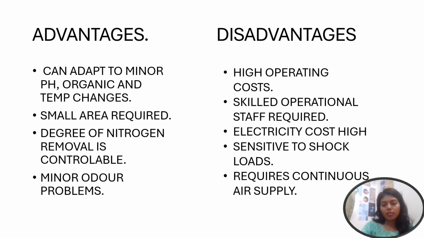Coming to the advantages, the activated sludge process can adapt to minor pH, organic and temperature changes, a small area is required for construction, and the degree of nitrogen removal is controllable. There are minor odor problems. The disadvantages are that they have high operation cost, and skilled staff are required for operation. Electricity cost is also high, and they are sensitive to shock loads and require continuous air supply.